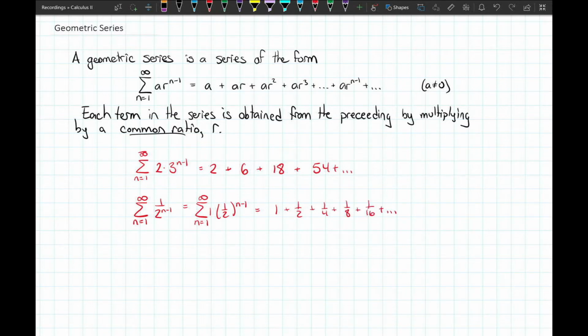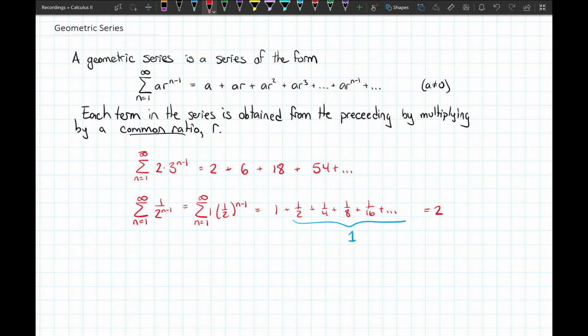Now, in a previous video, we've seen this particular series before. 1/2 plus 1/4 plus 1/8 plus 1/16. And we showed that that is convergent to 1. So this is a convergent geometric series with the sum 1 plus 1 equal to 2.